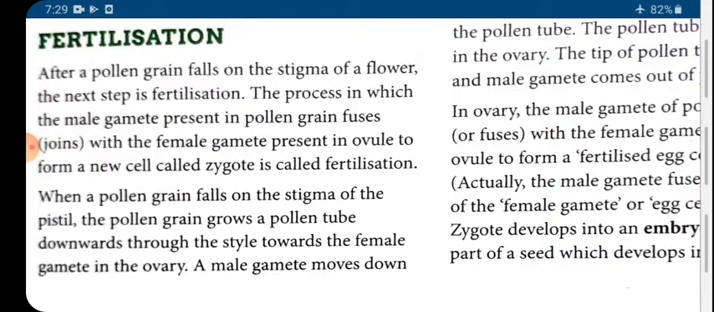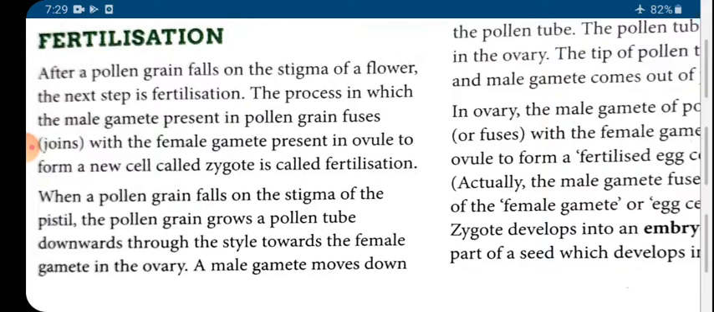According to that process, we learnt that when the pollen grains reach or fall on the stigma, that is, when the pollen grains from the anther of the stamen reach the stigma of the pistil, this is called pollination. It's very simple to understand. After pollination, what happens? The next step is fertilization. After pollination, fertilization takes place.